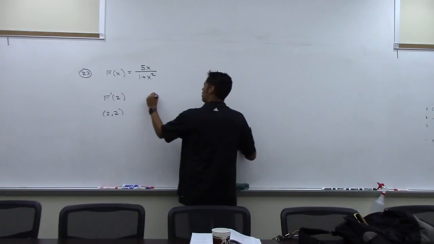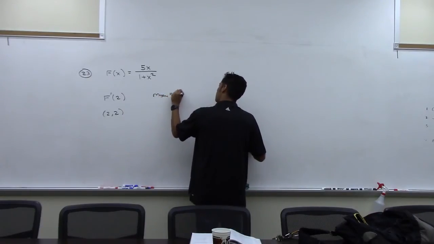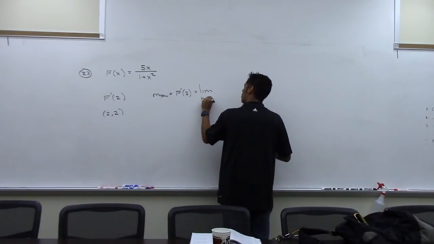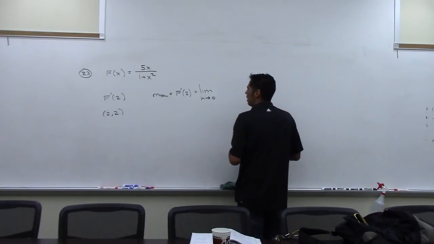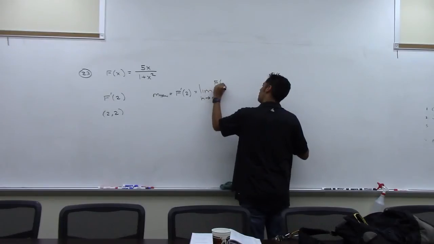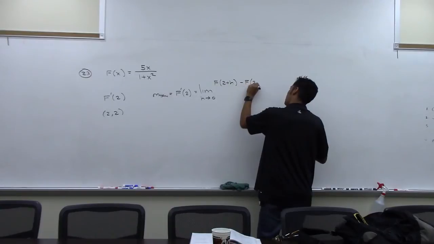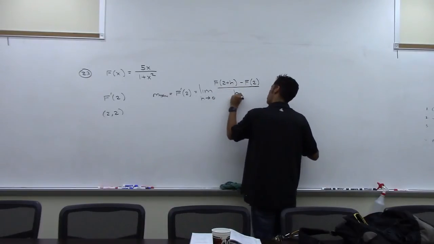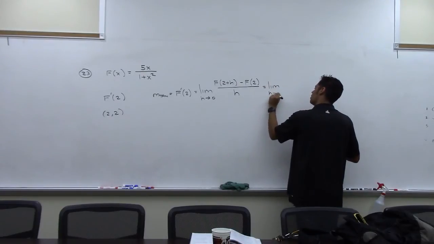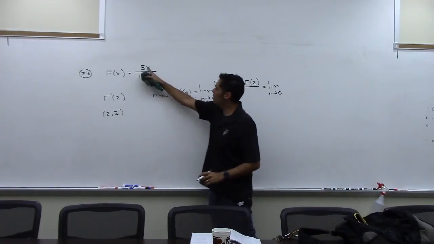So the slope of the tangent line at 2 is going to be f prime of 2, which is by definition the limit as h goes to 0 of capital F of 2 plus h, that's a plus h, minus capital F of a, which is f of 2, all over h. That's just our definition, which is the limit as h goes to 0 of, let's plug 2 plus h in for x here and here.